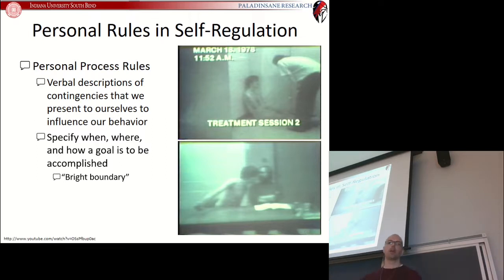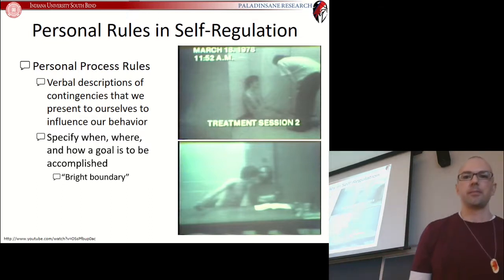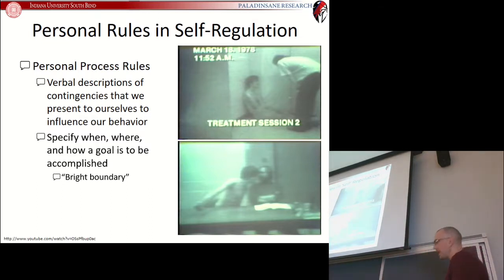So if you want to use personal rules and self-regulation, remember the personal process rule. When, where, and how are you going to accomplish that rule? And remember those bright boundaries. Pick the when, wheres, and hows where it's exceptionally clear, it's measurable when you've accomplished it versus when you haven't accomplished that. So that's the idea of the personal process rule.